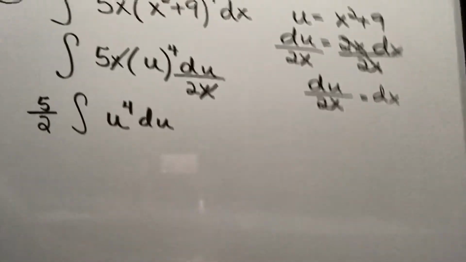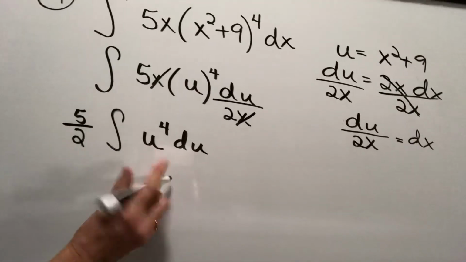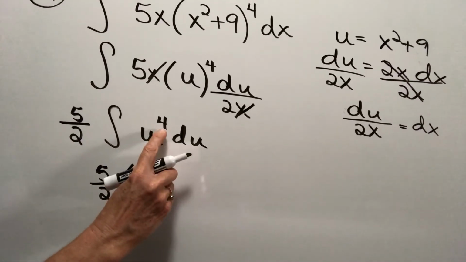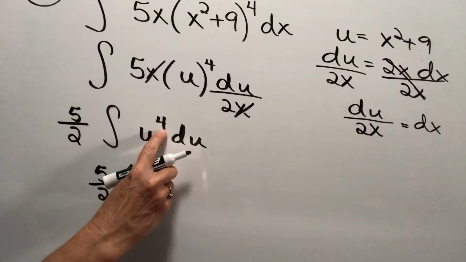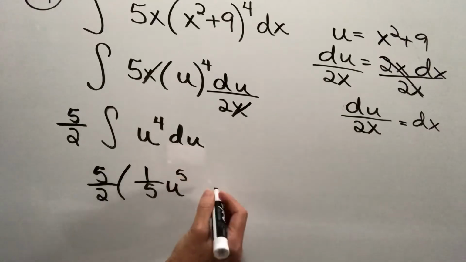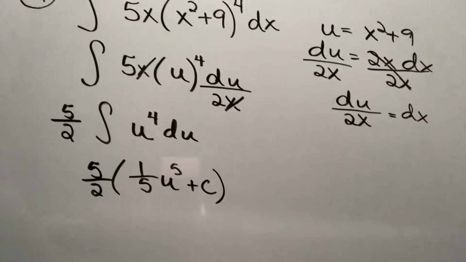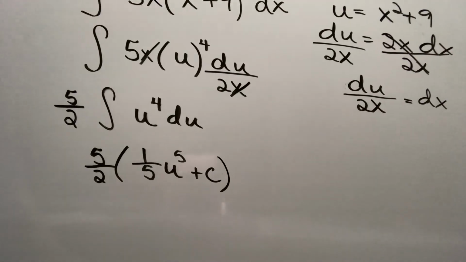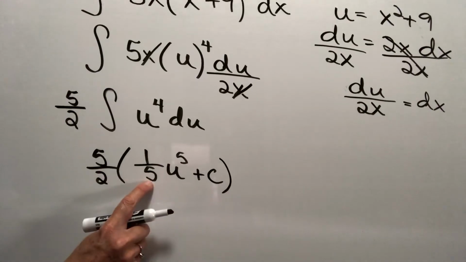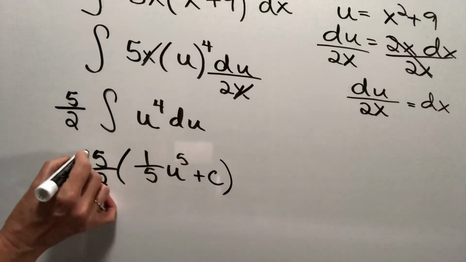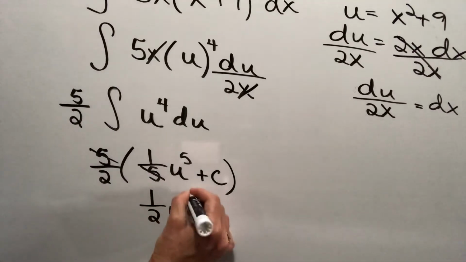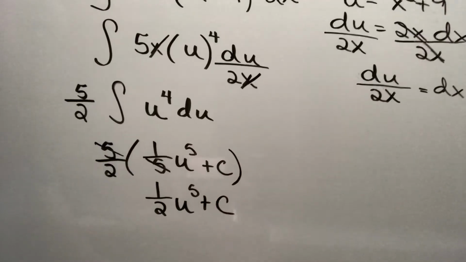Okay, so now we're going to do the integral of u to the fourth. So keep the 5/2 there, and then I'll put parentheses. So this is a polynomial, so think of the 4, add 1 to that, that would be 5. So it would be the fraction 1/5 u to the fifth, and then plus c. Okay, so next we're going to multiply 5/2 times 1/5. So in this case, the 5s would cancel out and you would have 1/2. So that'd be 1/2 u to the fifth plus c. That would be the simpler form.